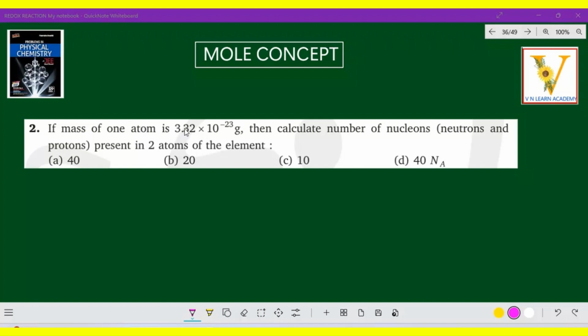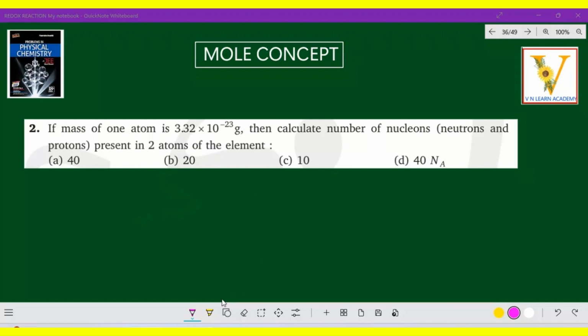Mass of one atom is 3.32 into 10 to the power of minus 23 gram. Then calculate the number of nucleons, that is neutrons and protons, which is nothing but the mass number, present in two atoms of the element. See, we are talking about atoms only. Even in the last question, the number of neutrons present in so and so atoms, so atoms only we are considering in this also. Okay, let us discuss.